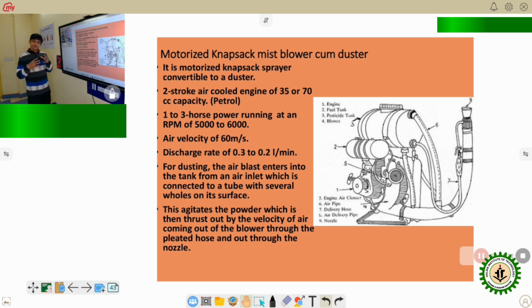So this agitator easily spreads the dust particles or fertilizer materials in the form of dust in the field conditions. Here I am presenting the different parts of this sprayer: engine, fuel tank, pesticide tank, blower, engine air cleaner, air pipe, delivery hose, and the nozzles, which are the major parts of this sprayer, which is effectively used in the field conditions.